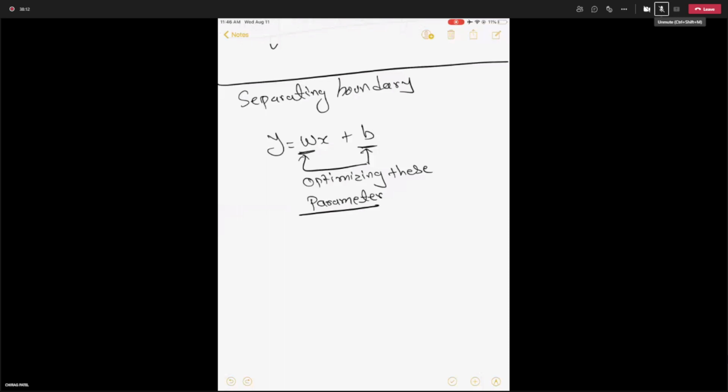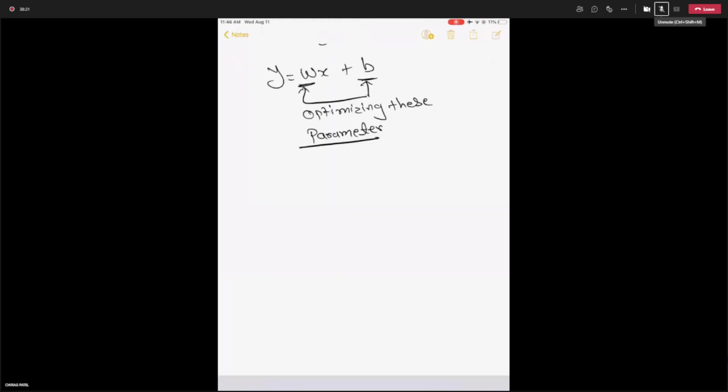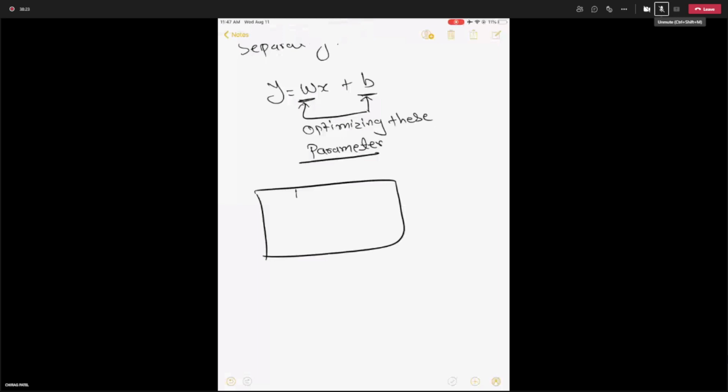कहाँ पे देखा कि मेरे को filter update करने का मौका मिलेगा? This is my vertical edge filter. Sorry, एक second. This is my vertical edge filter: 1, 0, -1, 1, 0, -1, 1, 0, -1. Assume that. मैं इसको चेंज कहाँ कर रहा हूँ?